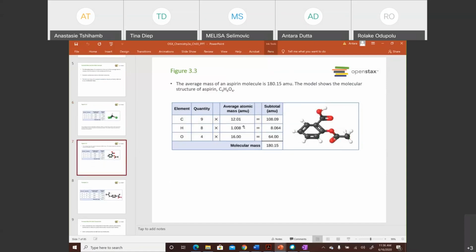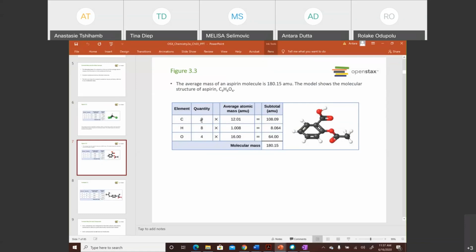Again, there is another problem. You are given C9H8O4, which is the formula of aspirin. You know aspirin, the anti-inflammatory, pain reducing, fever reducing medication. How do you find the molecular mass of this? You take carbon, and since there are 9 atoms, you multiply the mass of 1 atom by 9. That gives you 108.09.